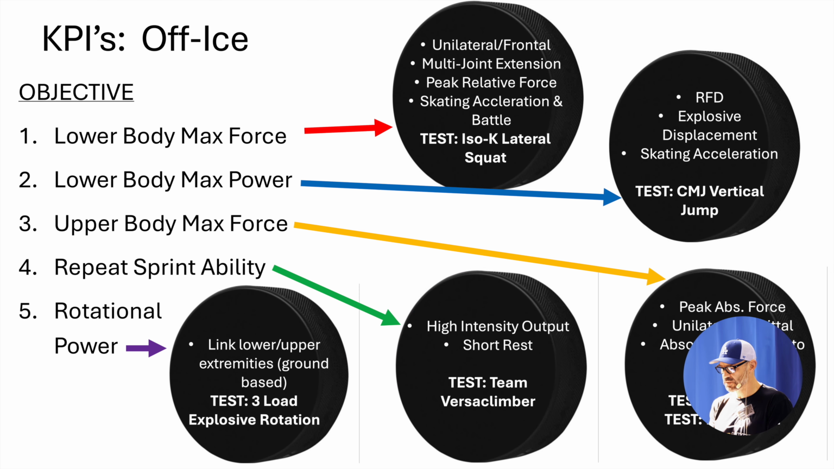Our repeat sprint ability test, again, I talked about that. We want to know how much work can you do in a short amount of time, and can you do it again and again and again. We've used traditional Wingate testing. We've used a variety of tests. The athletes hate them all.